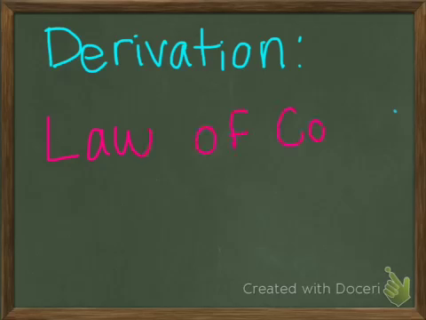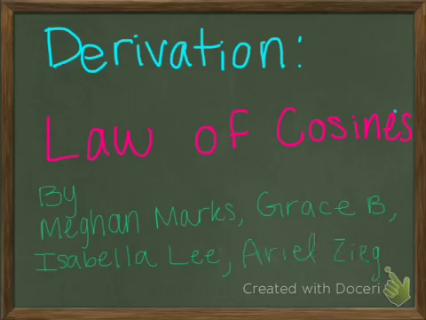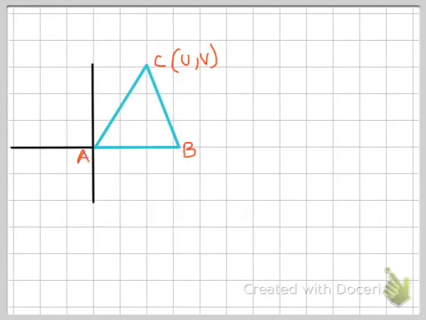All right, well, our presentation was the derivation of the law of cosines. And we're missing Ario. So, okay. Okay, so here you have a triangle on a grid scale, so we plotted points with it.